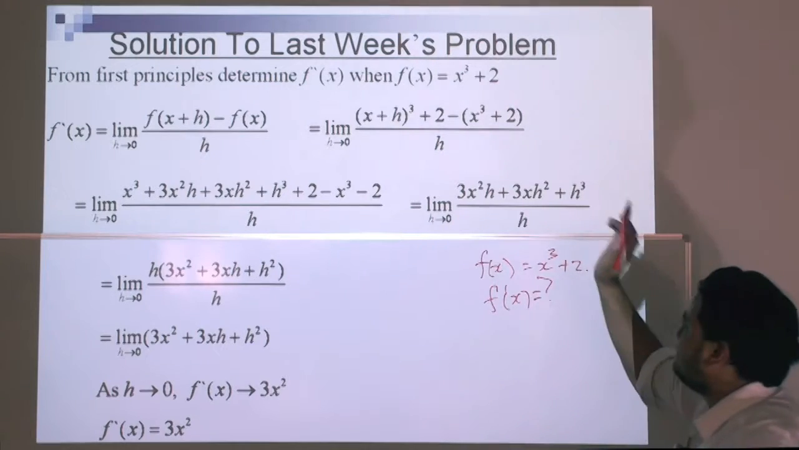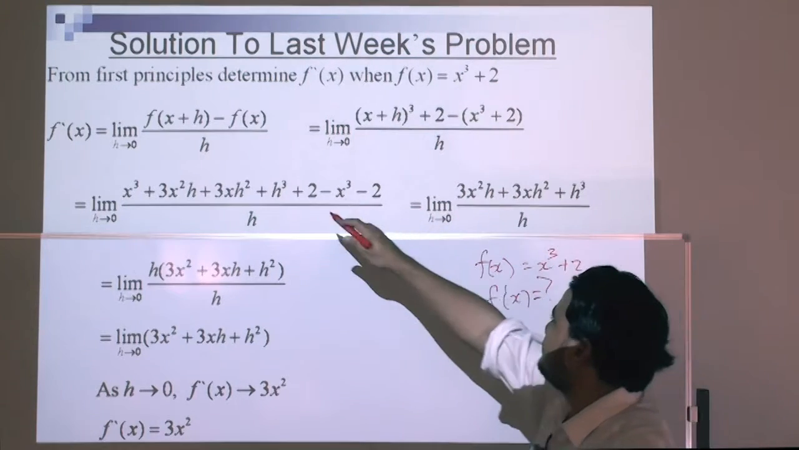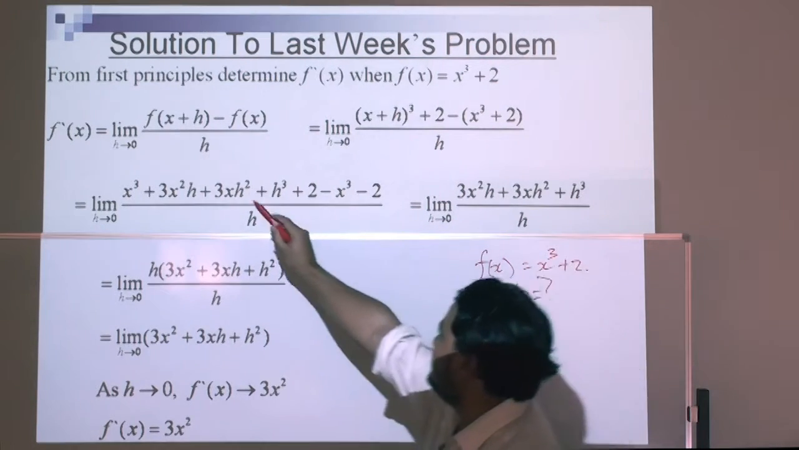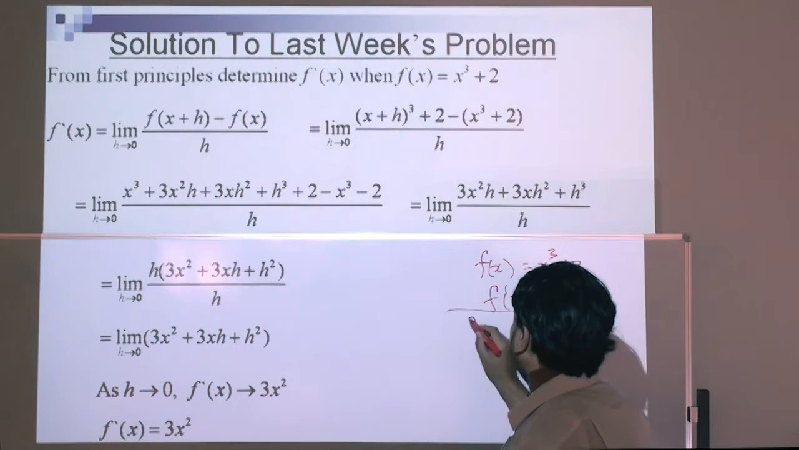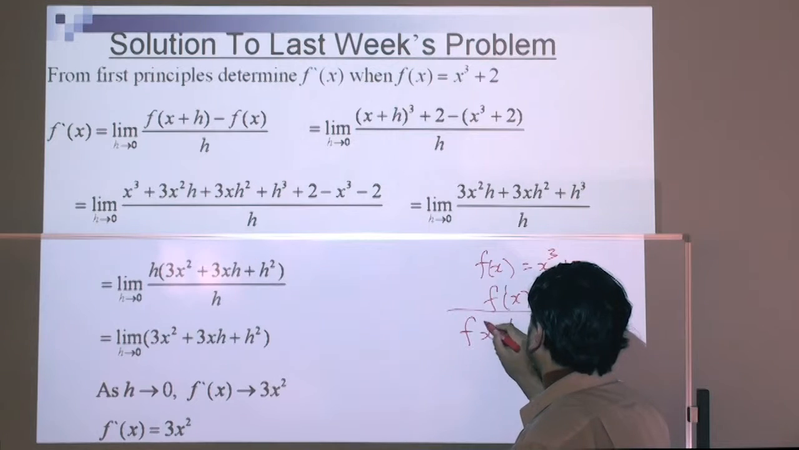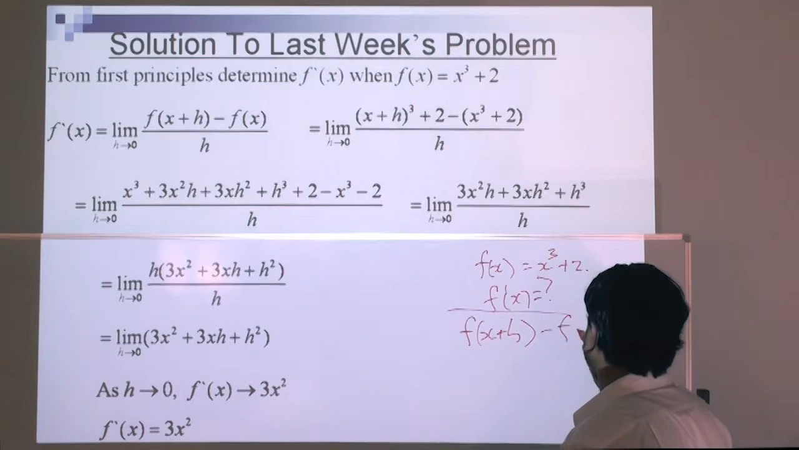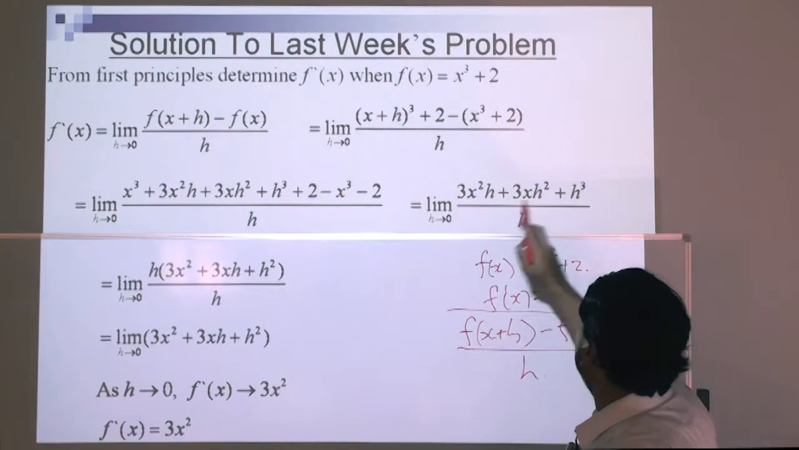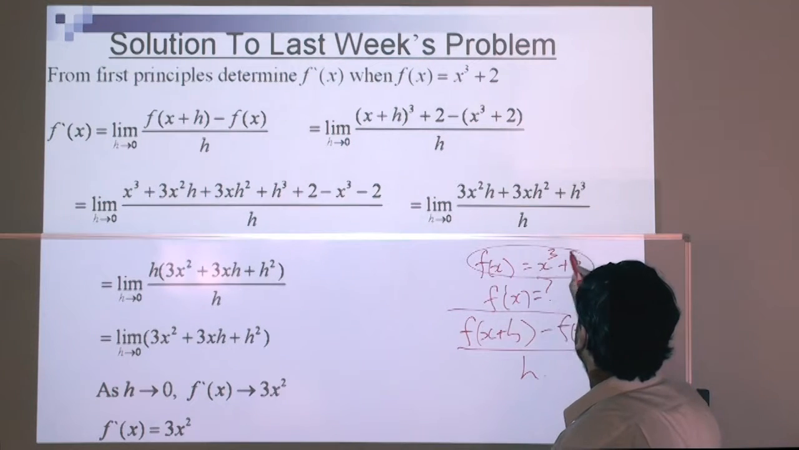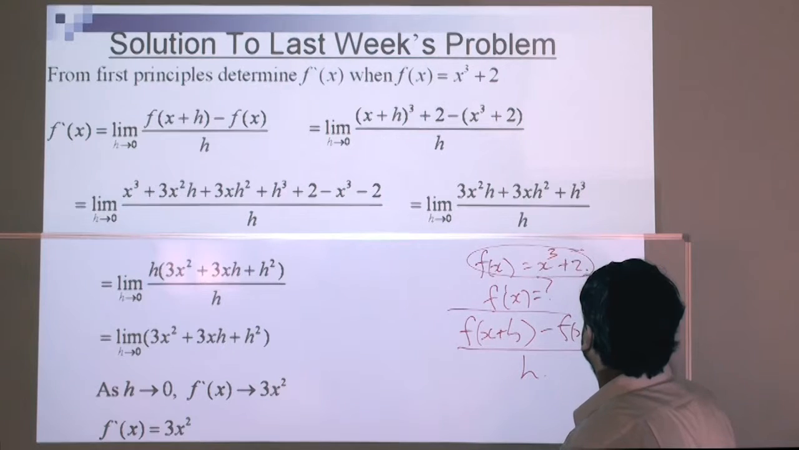Okay, so here we have the question, and we're going to use the first principle, or the derivative law. The general formula is f(x plus h) minus f(x), over h. So we take this equation and put these values into it.